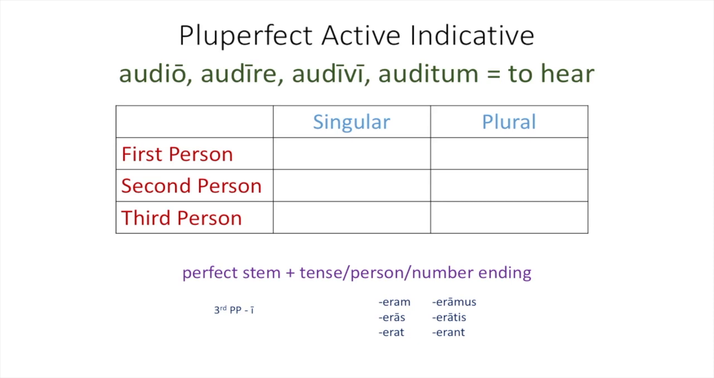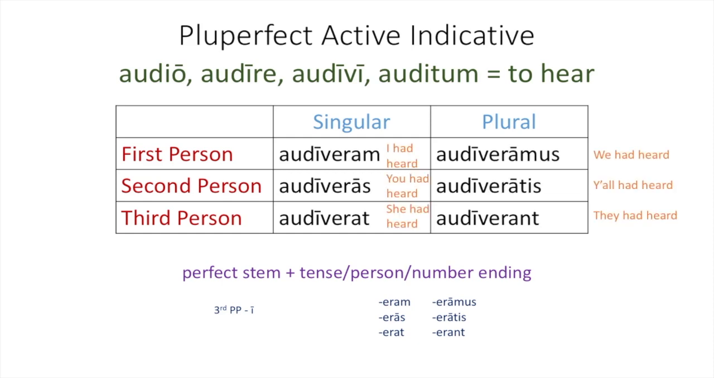For the first person singular, we can't just pull it from the dictionary entry anymore, so we have to start with our perfect stem for all 6 forms. So that is your third principal part, audivi, minus the I, so audiv. And then you need to add your endings, eram, eras, erat, eramus, eratus, erant. You'll notice that these are basically your imperfect forms of the verb sum esse.